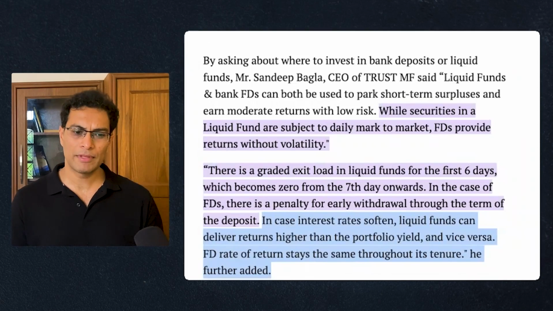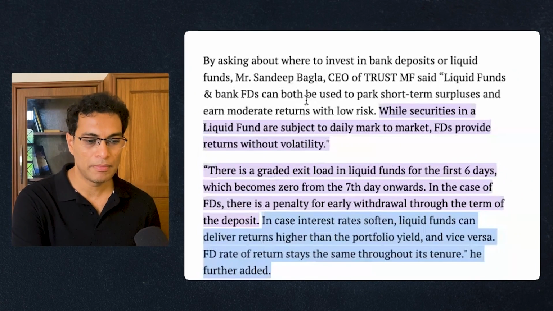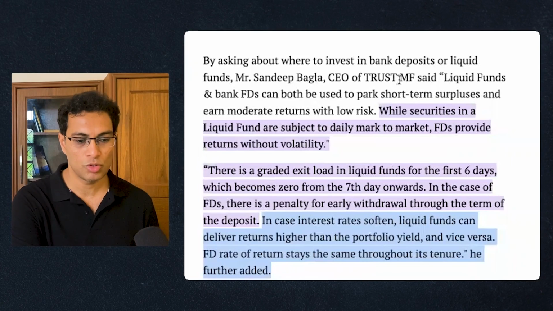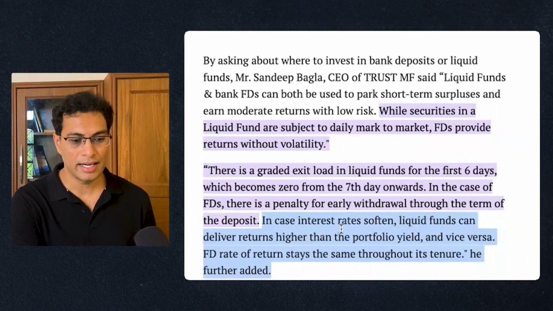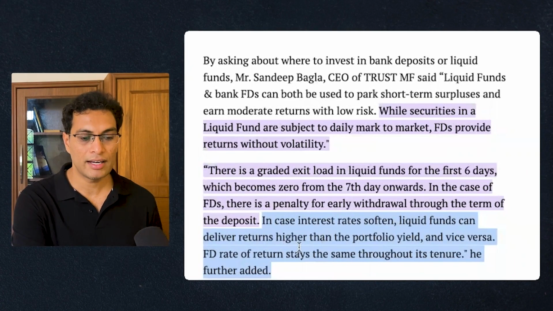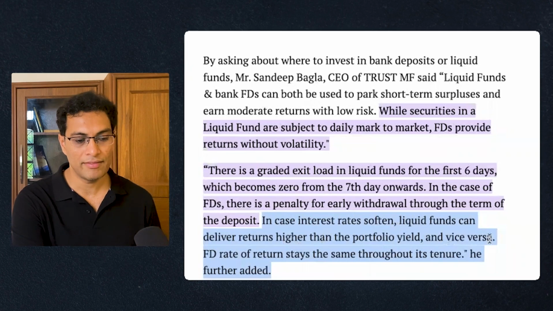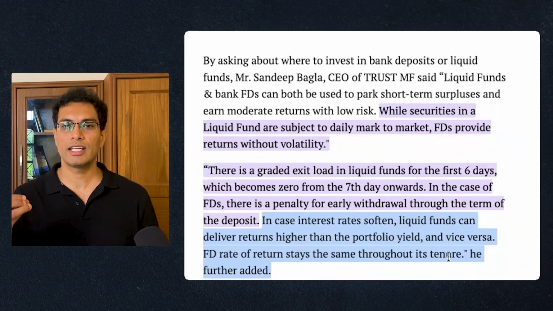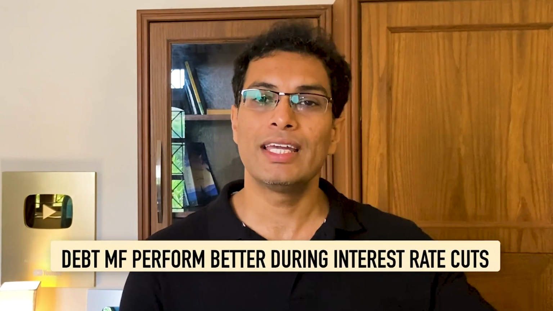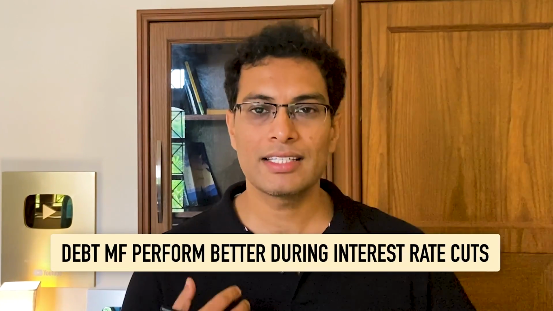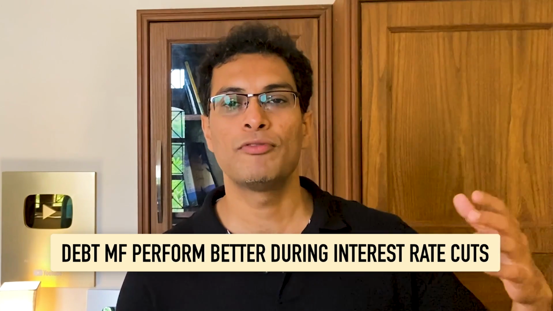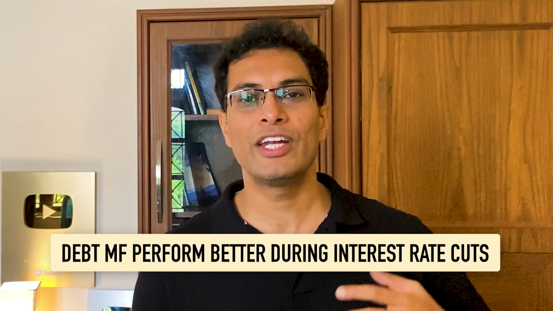You simply need to pick up this commentary. And this comes from Mr. Sandeep Bagla, who is the CEO of Trust Mutual Funds. And he says that in case interest rates soften, debt funds can deliver returns higher than the portfolio yield and vice versa. FD rate of return stays similar throughout the tenure. So right now you can see that the base interest rates are going up, and therefore the debt mutual funds are not performing that well. Now, when the interest rates are cut, that is the time when debt mutual funds are going to perform better than FDs, and that is when you should shift your FD money into debt mutual fund money.